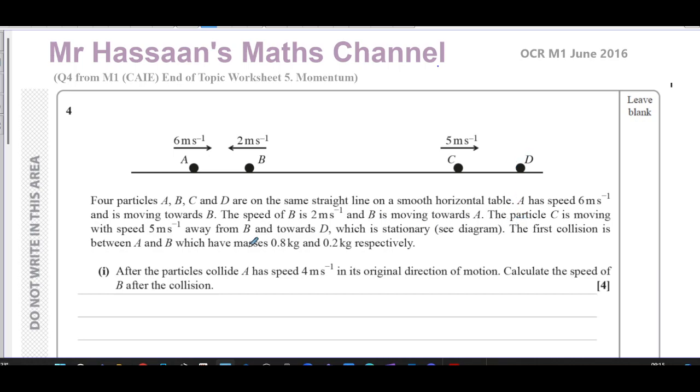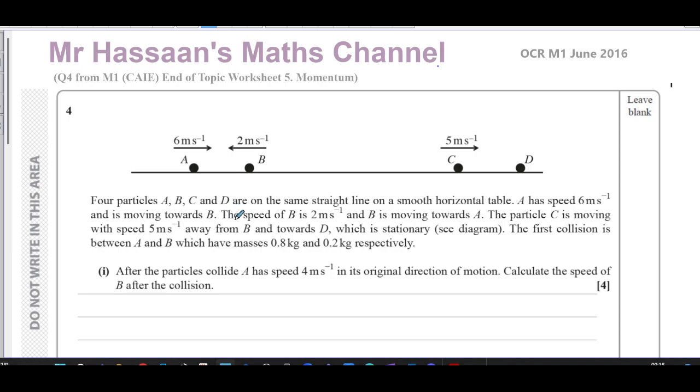Okay, the first collision is between A and B, which have masses of 0.8 kilograms and 0.2 kilograms respectively. After the particles collide, A has a speed of 4 meters per second, and it's in its original direction of motion. Calculate the speed of B after the collision.